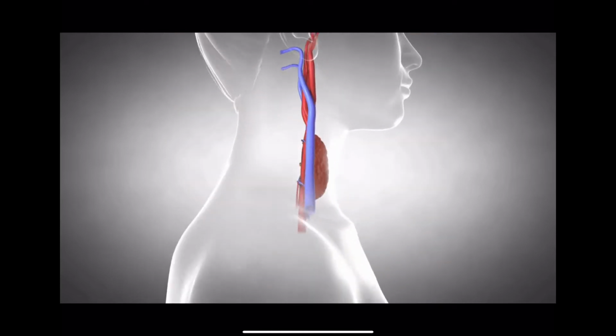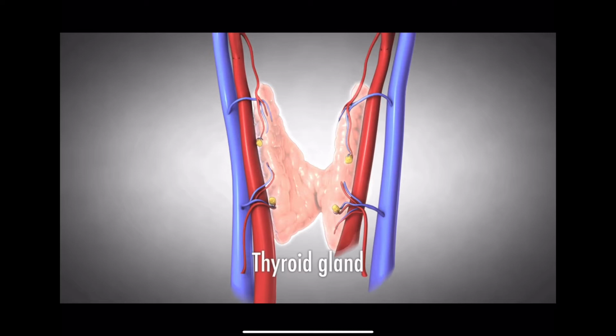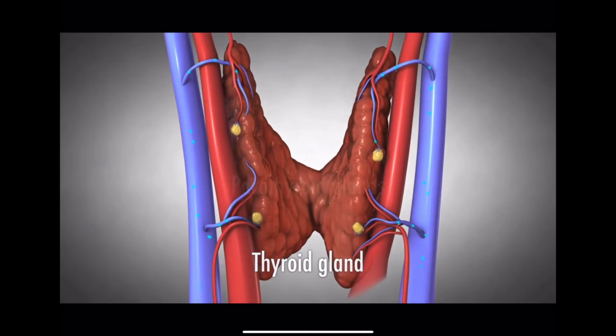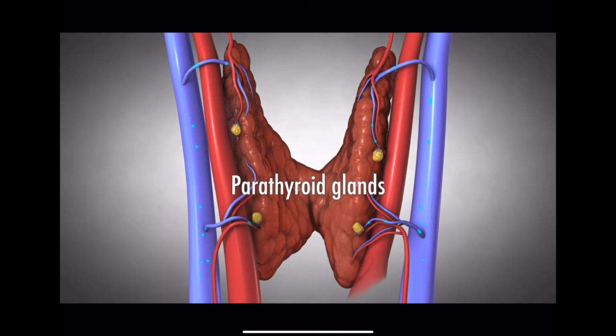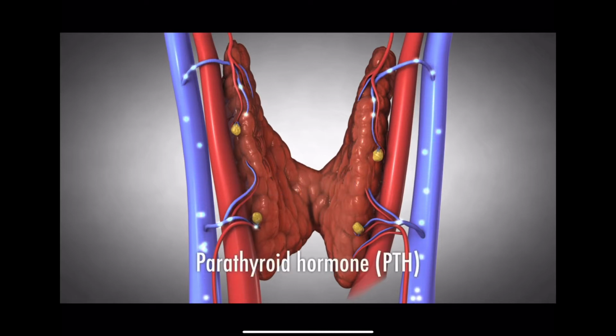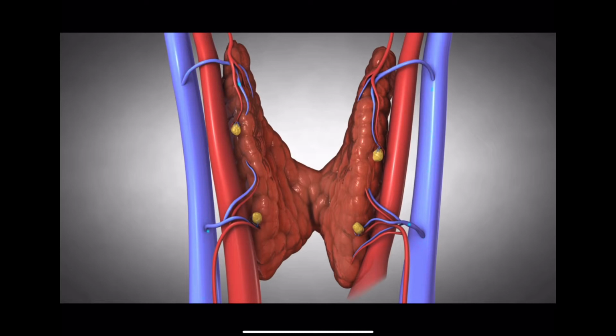There are 4 parathyroid glands located behind the thyroid gland. Parathyroid glands monitor and control the amount of calcium in our blood and bones by secreting a hormone called parathyroid hormone, or PTH. Each gland monitors the blood calcium and responds by making more or less PTH hormone.